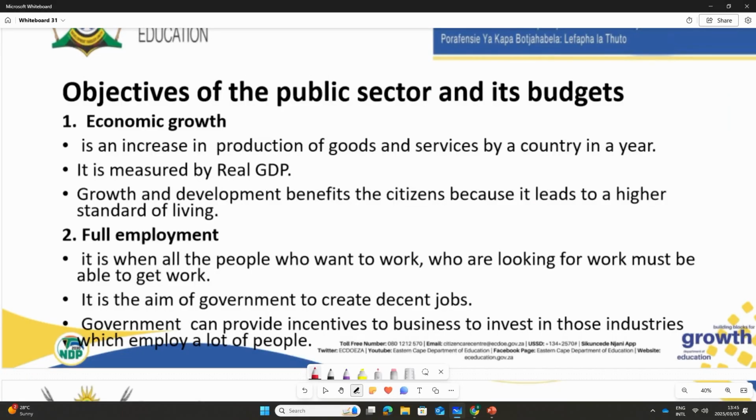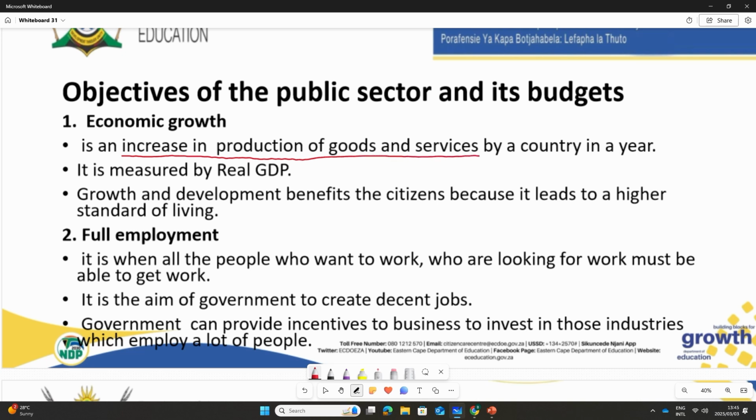Objective number one is economic growth. If we can describe economic growth, or the keywords that make economic growth, it is an increase in the production of goods and services by a country in a year. So if a country has many firms or businesses that produce goods and services, it is going to lead to economic growth, because there are many businesses that produce goods and services. And I just want to highlight that one of the keywords of economic growth is an increase in the production of goods and services.